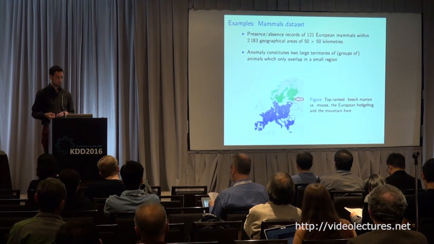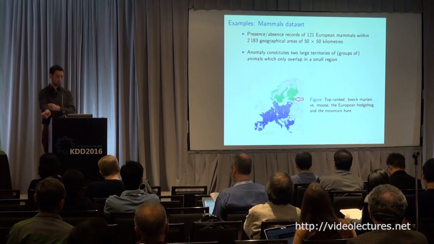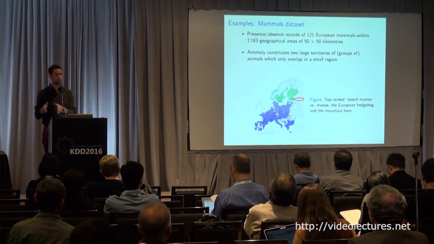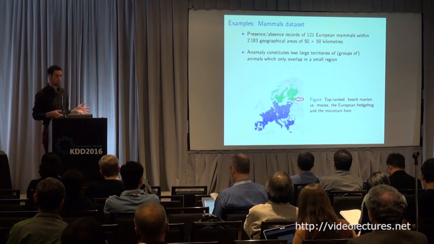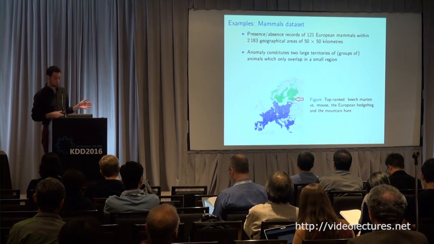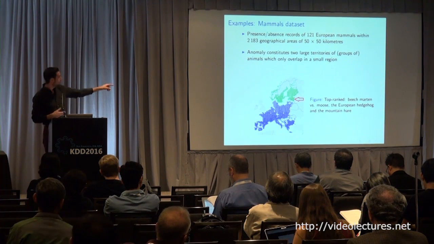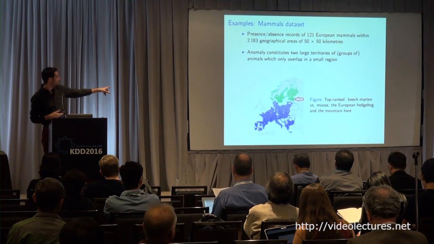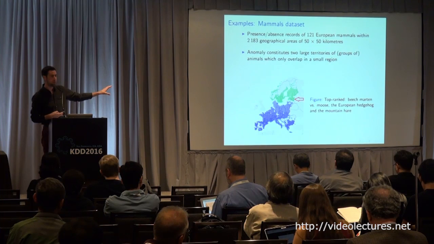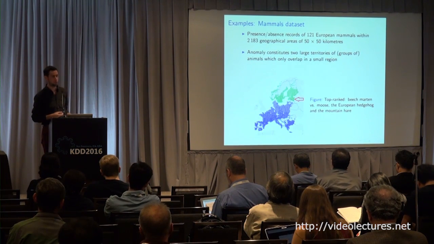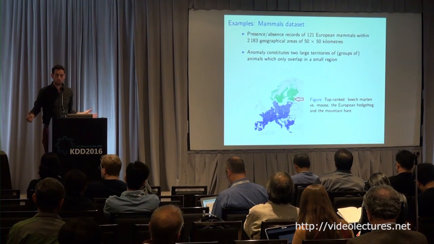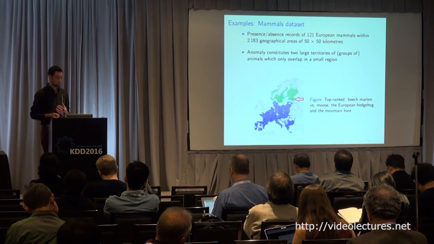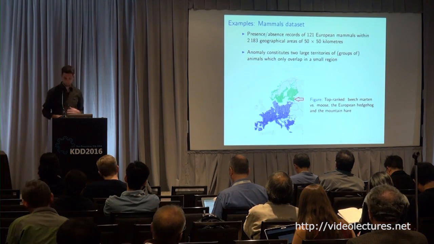Another one is a data set with presence-absence records of 121 mammals. So for each location, it records if each species lives there or not. And an anomaly in this data set can be interpreted as this red area. In that red area, both species occur, and only there they occur together, and in all the other regions they don't occur together. So it might be interesting for domain experts, might not be, but it just shows different types of anomalies for different data sets.